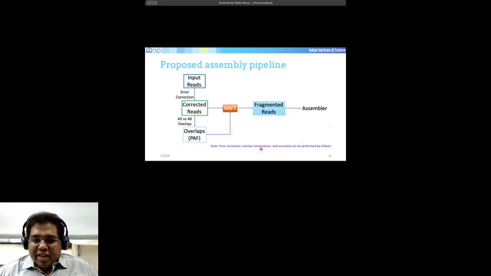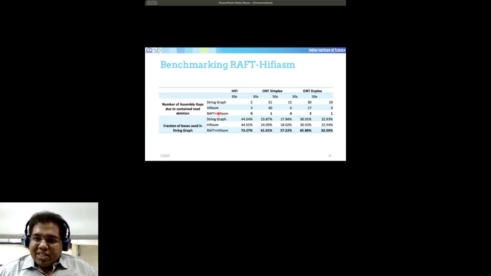We propose the following assembly pipeline where we use our tool Raft. We created our pipeline along with HiFi ASM, a string graph based assembler, and we identified that the number of assembly gaps due to contained deletion across 5 simulated datasets drops to single digit values as compared to other methods.